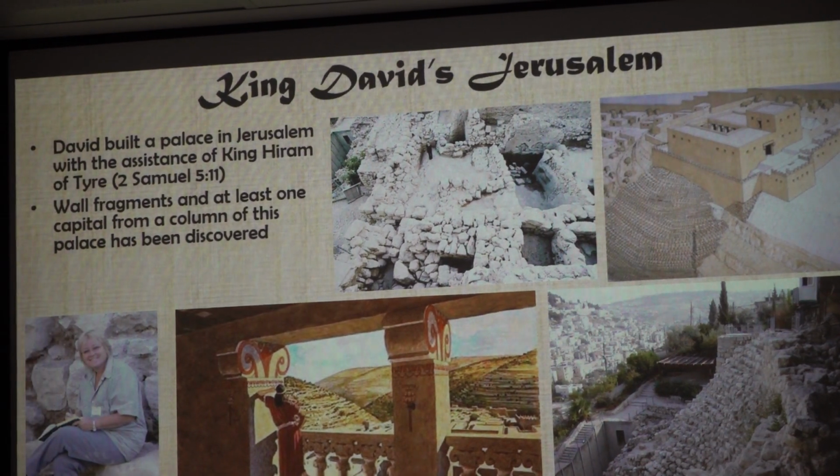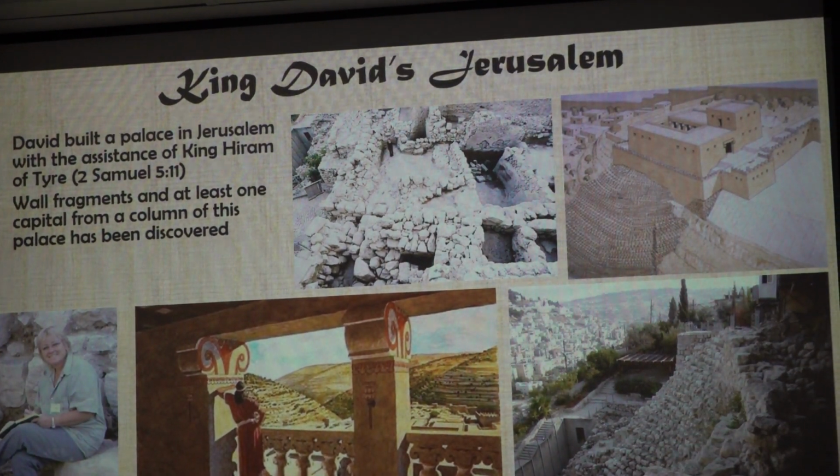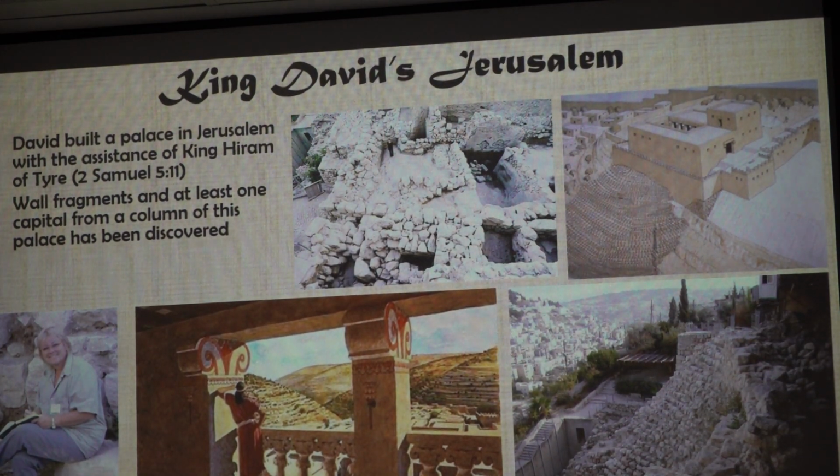Now, Jerusalem is a city that's been continuously occupied since well before the time of Abraham. Its history goes back into the Chalcolithic period. Some say the Neolithic period even. Certainly the Chalcolithic period. And so excavations in Jerusalem are very, very difficult to do and very complicated.